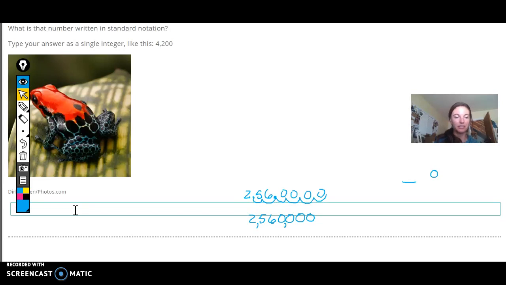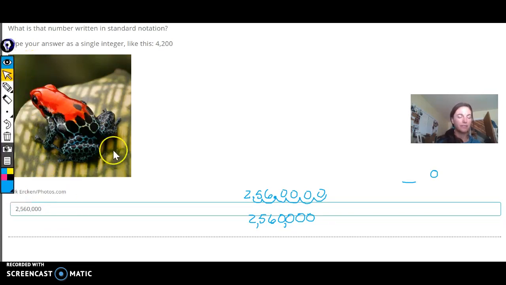So 2,560,000. And so that's all you would write there. That's written in standard notation.